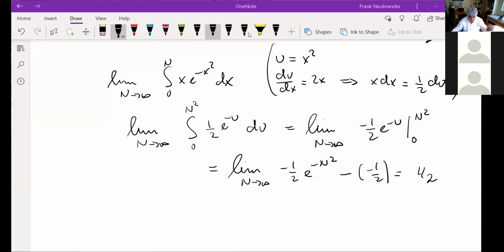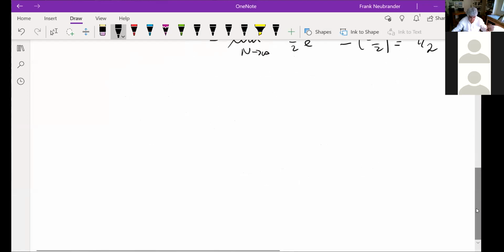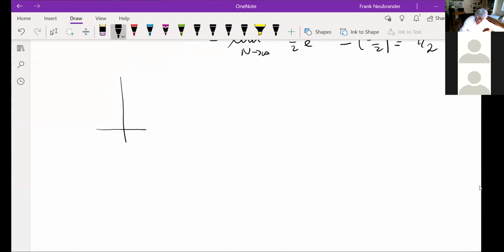Okay, now let's do a problem here, where I have now switched again between share screen and what we are doing. So let me go back to my notebook here first. And let's take as an example the following region.